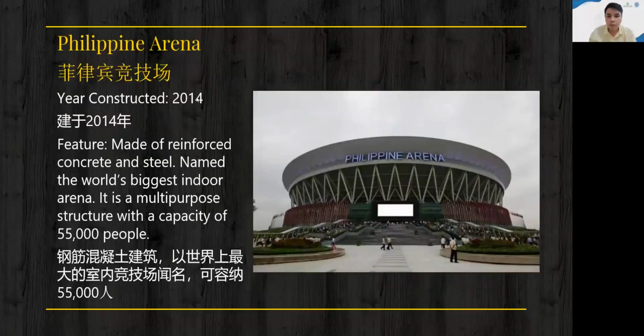Another structure is the Philippine Arena. It was constructed in 2014. The main feature is that it is made of reinforced concrete and steel. It is popularly known as the world's biggest indoor arena, in the Philippines, and it is a multi-purpose structure with a capacity of 55,000 people.